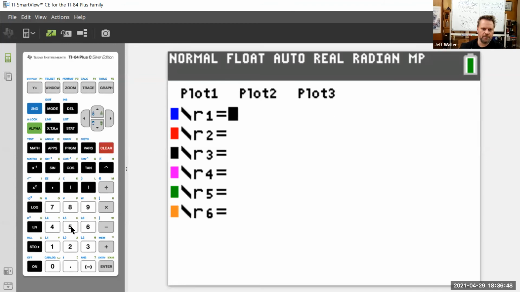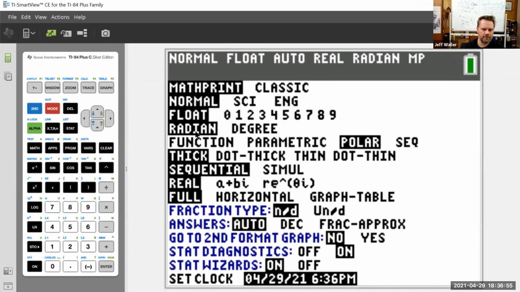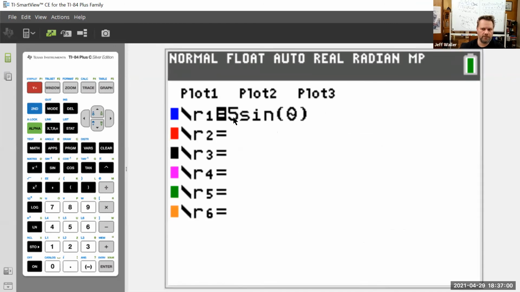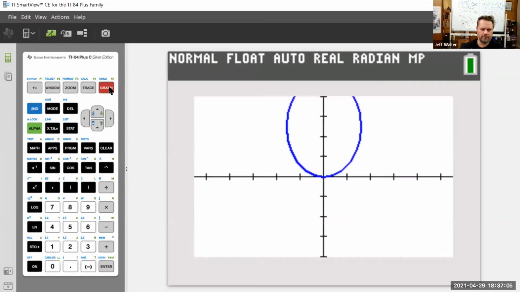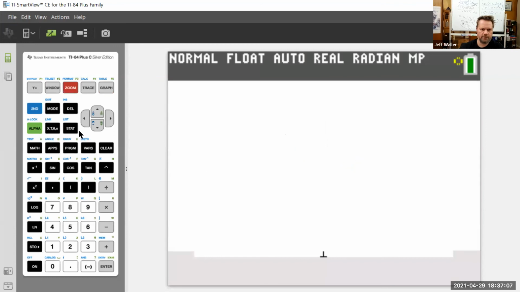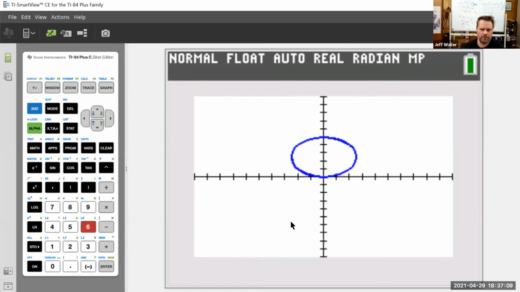Let's put in there 5 sine theta. And I need to make sure that I am in radians, or else things just go wrong. Trust me. So if you want to play along, let's put 5 sine theta in. And look at this. Isn't that cool? Let me do zoom 6 just to make it normal. There we go. Why does it look like a football when I know it's supposed to be a circle? Does anyone know? The scale is different. Good. The dimensions of the XY screen are off. So this is a circle.